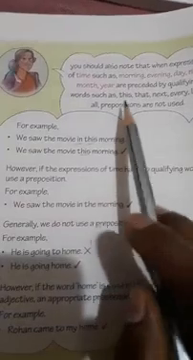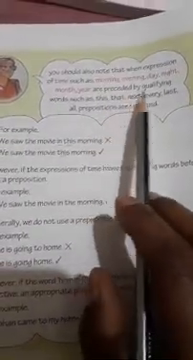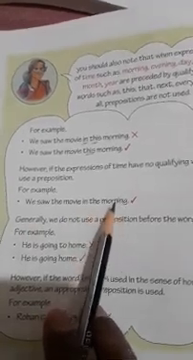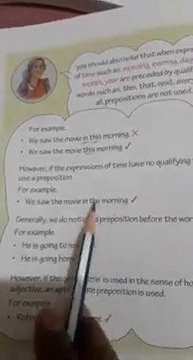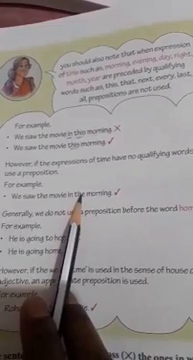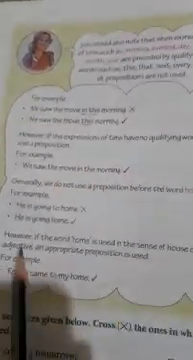However, if the expressions of time have no qualifying words before them, we use a preposition. If these words, this, that, next, every, last, are not there, then we can happily use prepositions. See here, we saw the movie in the morning. Here this, that, next, every, last are not there, so here we can use a preposition.